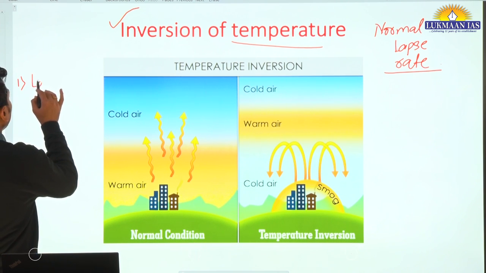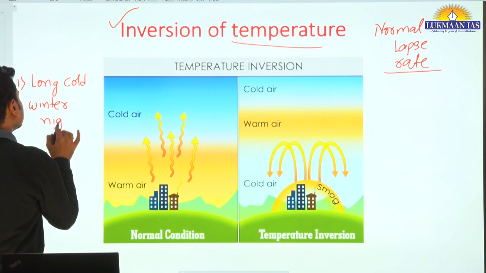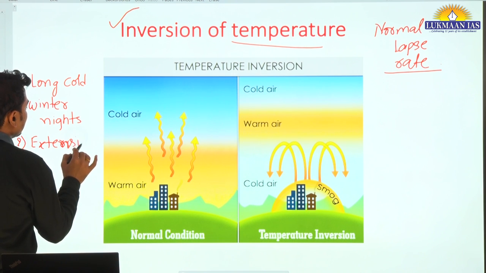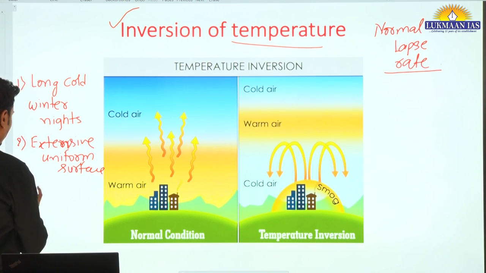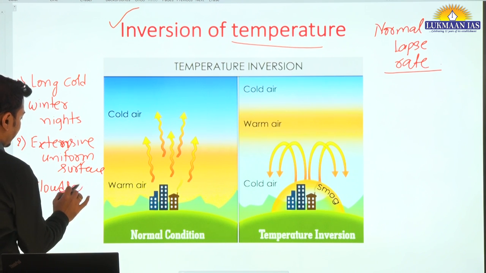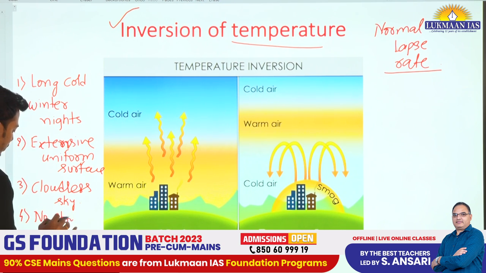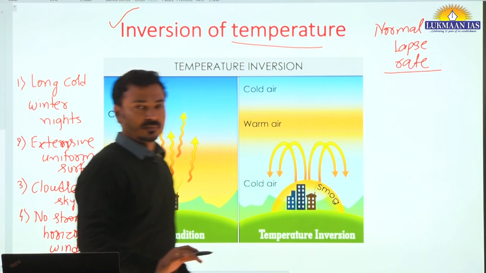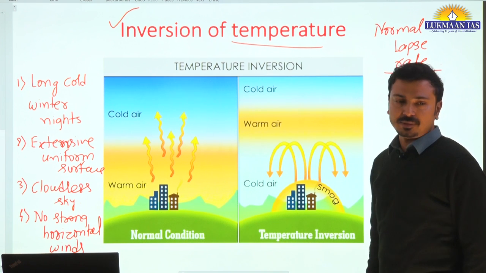First of all, long cold winter nights. Extensive uniform surface. Cloudless sky. No strong horizontal winds. Winds are calm. Okay. These are the favorable conditions for having this inversion of temperature.